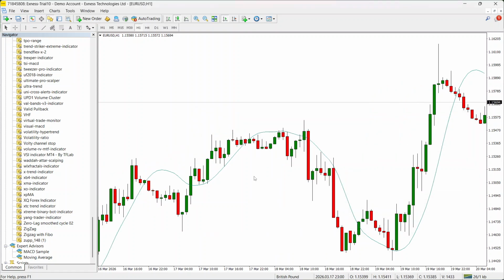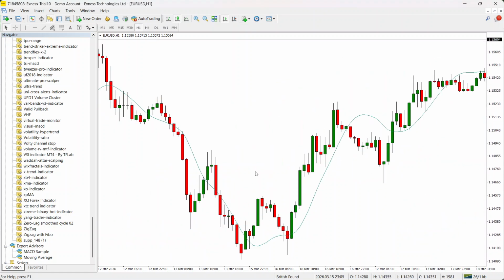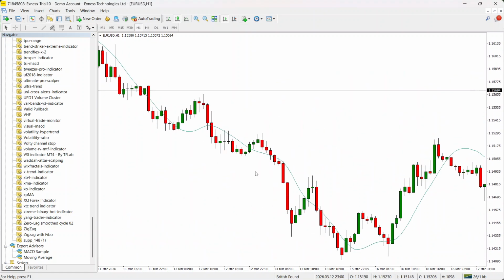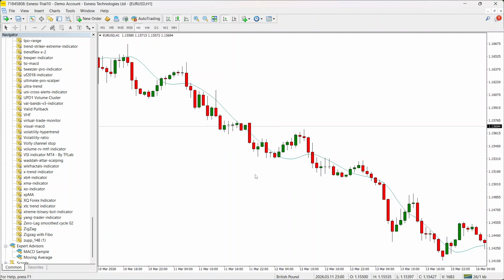Now, who is it for? The young trader indicator is suited to traders who want a straightforward moving average style trend filter. They can tune with period, time window, and sensitivity instead of juggling multiple lines.